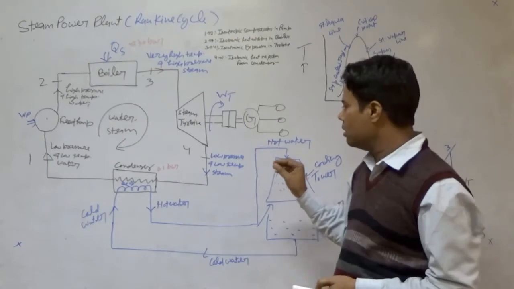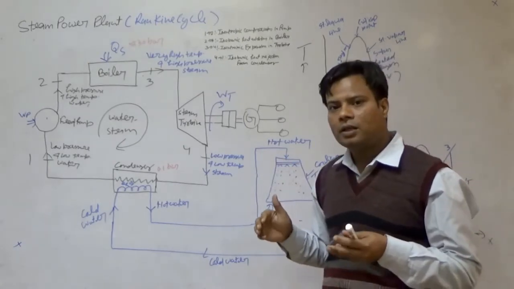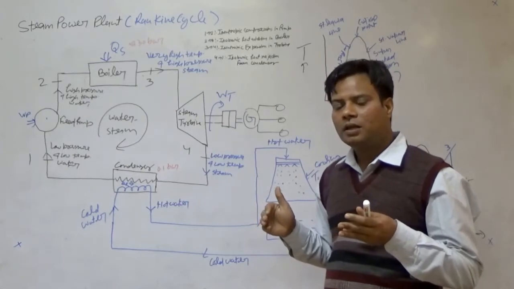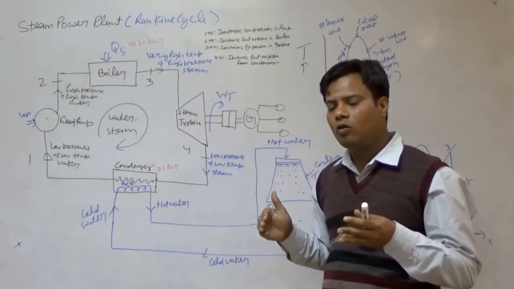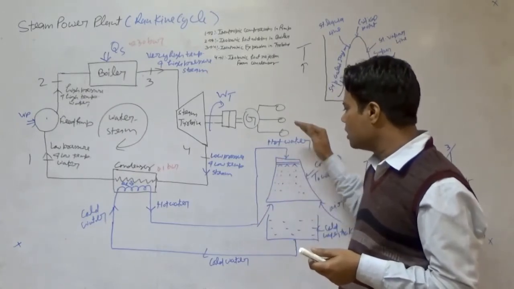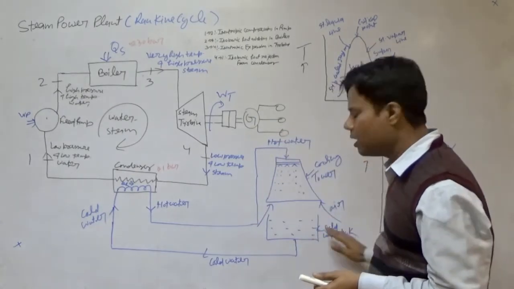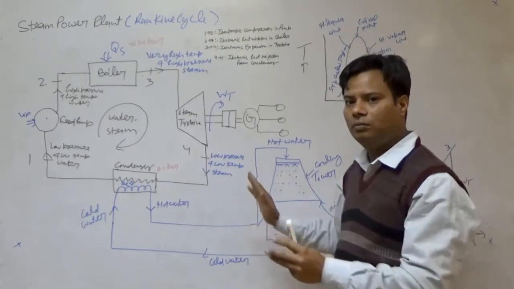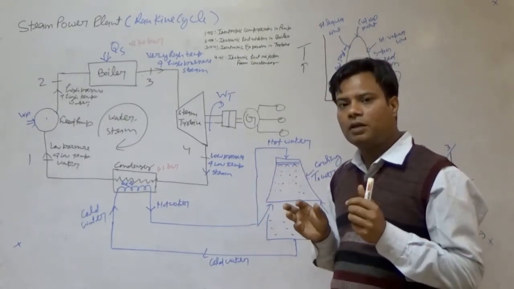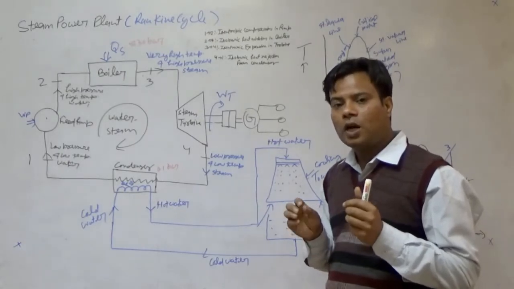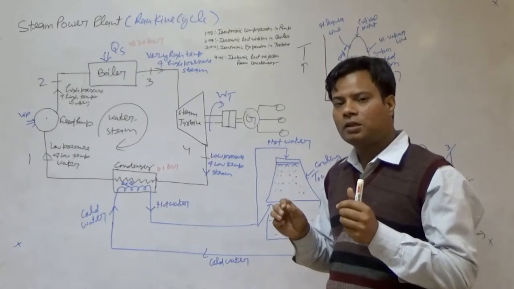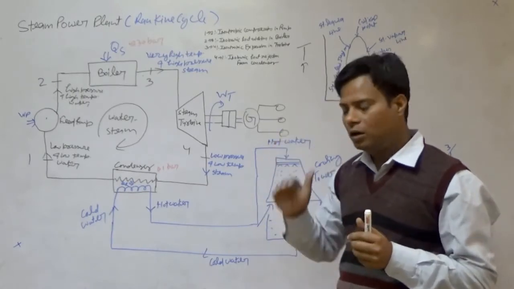A cooling tower is an open type heat exchanger. Open type heat exchanger means there is direct contact of water with air. The hot water falls from the top and air comes from the bottom, and this water comes into contact with atmospheric air, so evaporation will take place. Because of that evaporation process, the temperature of the water falls.